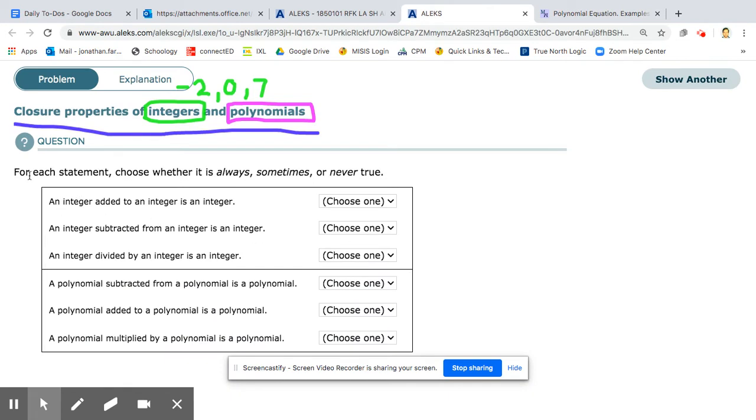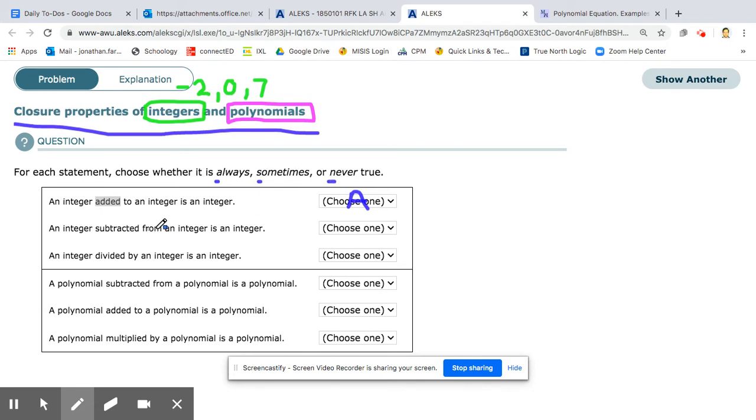All right, so let's go ahead and see if these are always, sometimes, or never true. An integer added to an integer is an integer. So what we say is this is closed under addition, right? Because no matter what two integers you add together, you're going to get another integer, like -2 and 7. You put them together, you get 5. That's still an integer. So this would be always. Let's go ahead and write that. We'll say A for always, S for sometimes, and N for never.